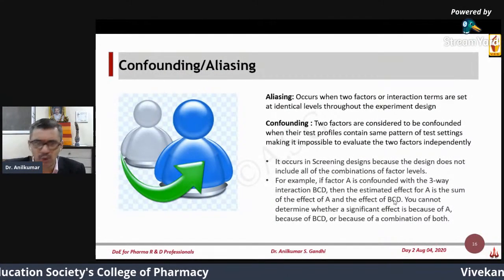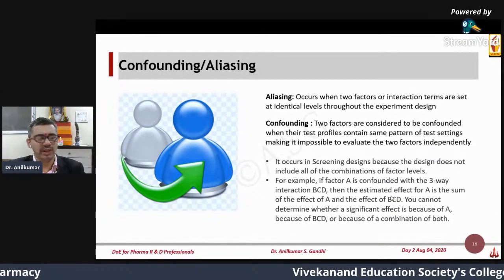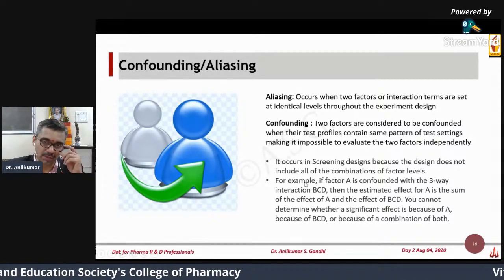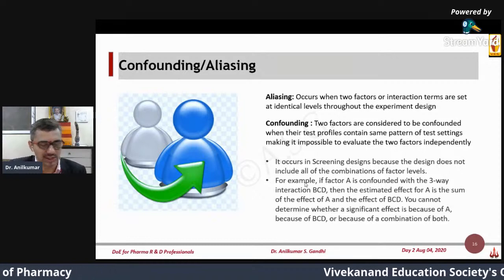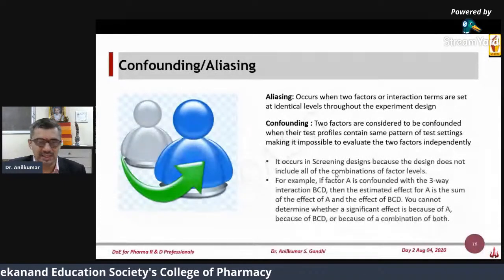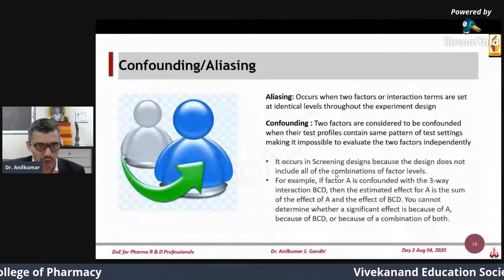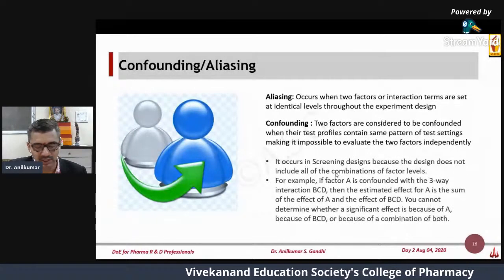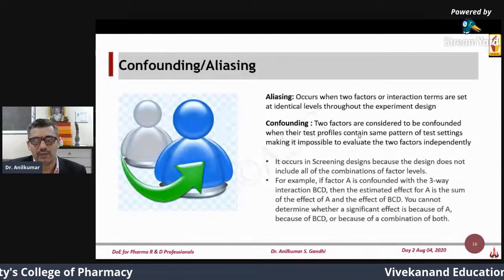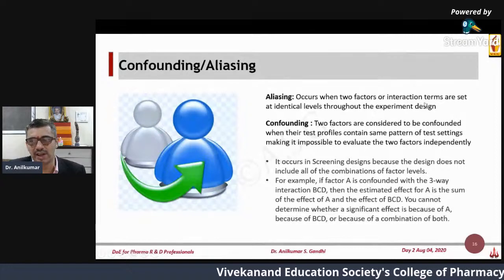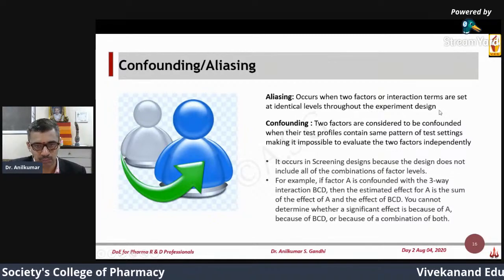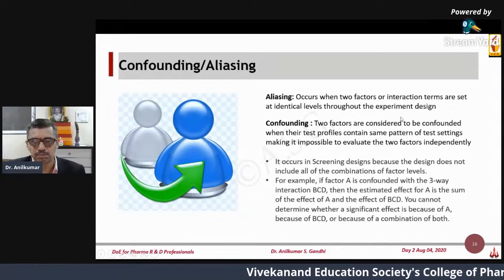Okay. There's one more term which is used, called confounding or aliasing. This is also a very commonly used term, and it is the basis for fractional factorial, and that's why we are discussing it. These terms are used many times interchangeably, though there is a minor difference, but at this point in time it's good enough for us to understand this collectively. So when does this occur? This occurs when two factors or interaction terms are set at identical levels throughout the experimental design. We'll see this with an example.